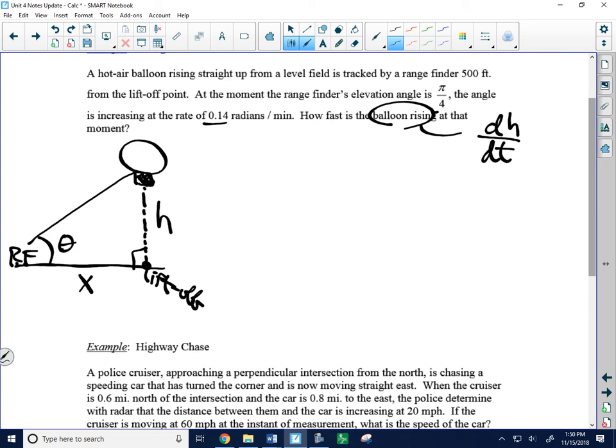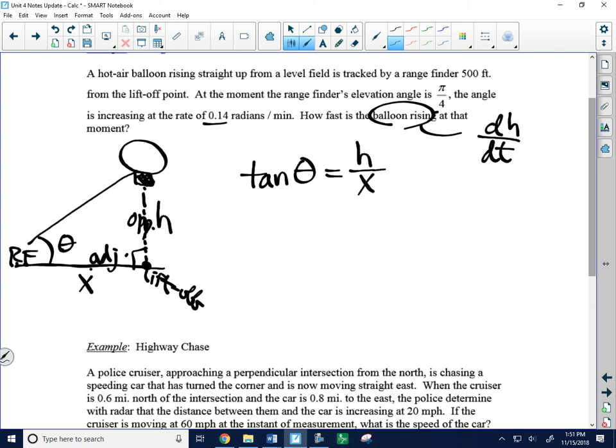Can you guys think of something that relates an angle with these two sides? Correct, trig. Which one? It's adjacent and opposite. This is adjacent, this is opposite. So which one? Tangent, very nice. Tangent of our angle, which is theta, is opposite over adjacent, h over x.